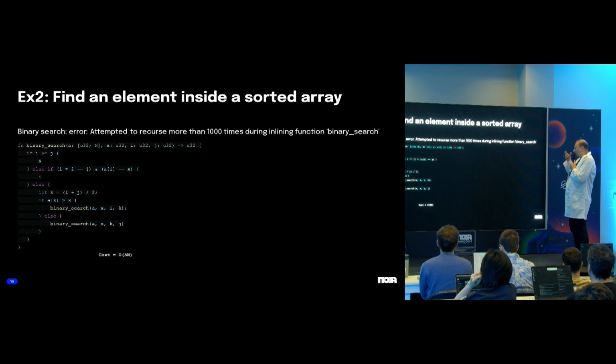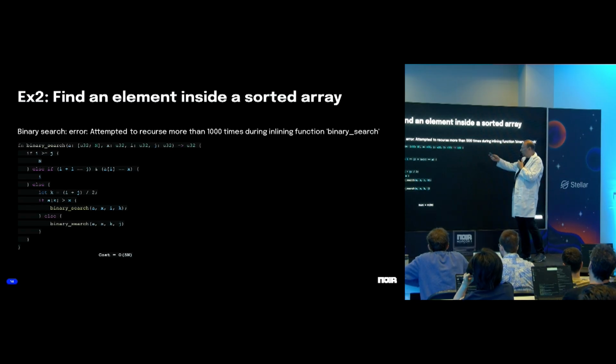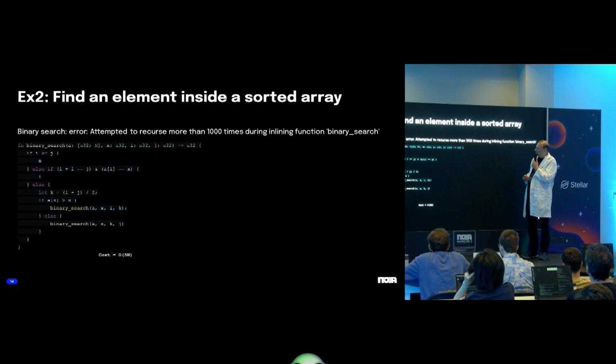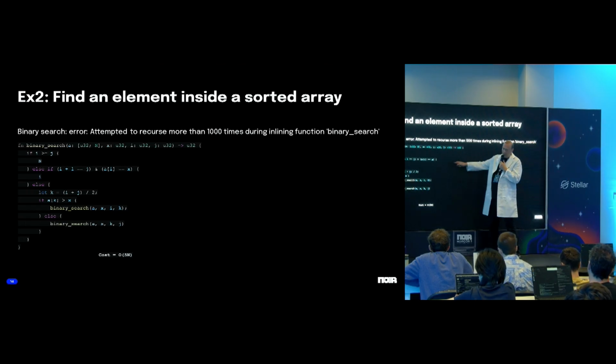Okay. We know that we can do better. And the classical way to find an element in an array is to use binary search, which will be a log n cost. But if you try to do that, what will happen?